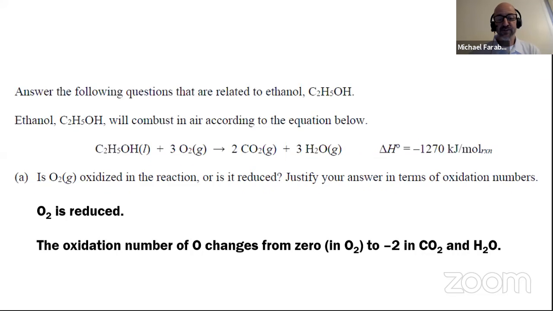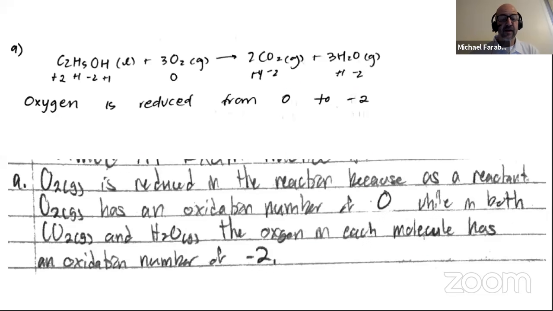So I'll show you some sample student responses for part A. This looks good to me. Oxygen is reduced from 0 to -2. Another student saying oxygen is reduced. It has an oxidation number of 0, and then in both CO2 and H2O, the oxygen has oxidation number -2.